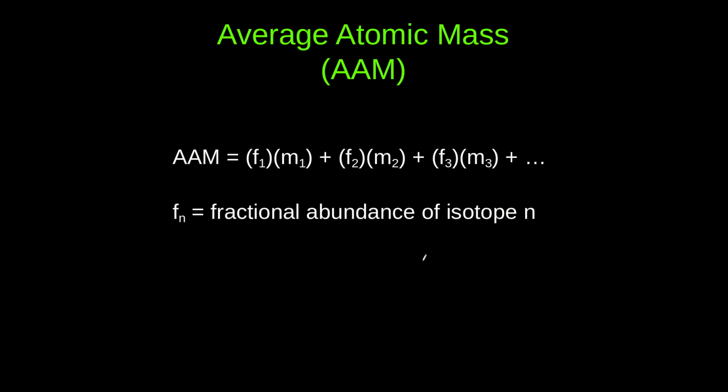Each of the F's is the fractional abundance, we call it. Usually what you're given is the mass percent, and the percent abundance is just the fractional abundance times 100. So to use this equation, if you're almost always given a percent, you're going to want to divide that by 100, or move the decimal 2 to the left, before you use it in this equation. And the masses are in AMUs here. So again, memorize this equation.